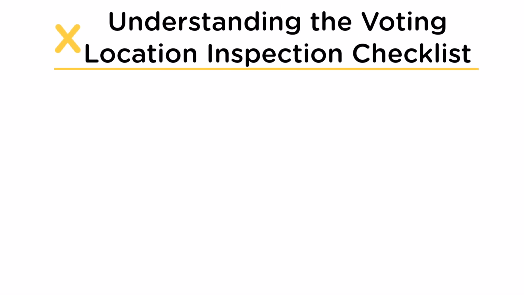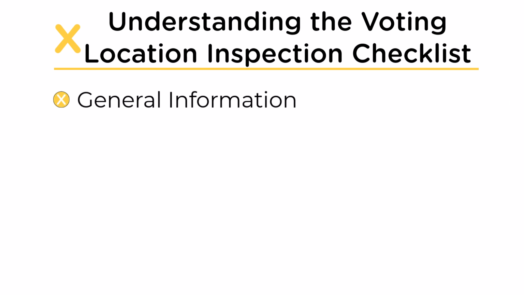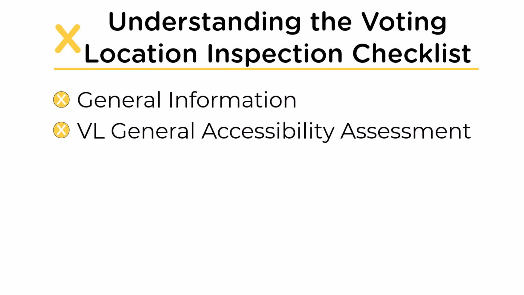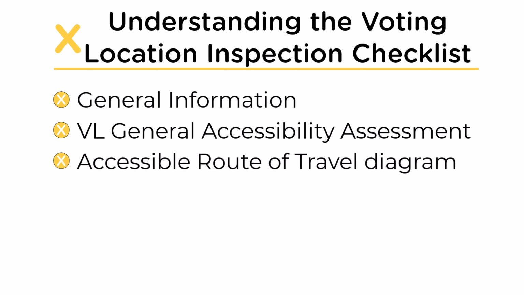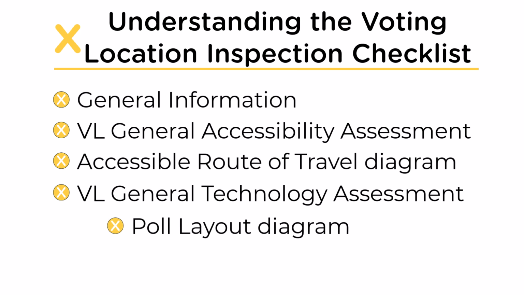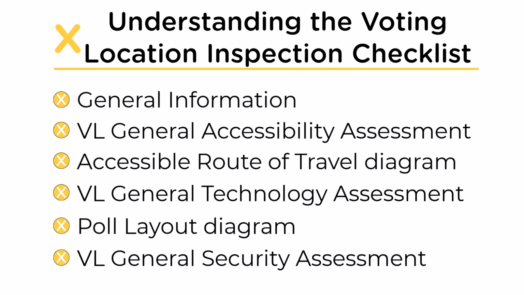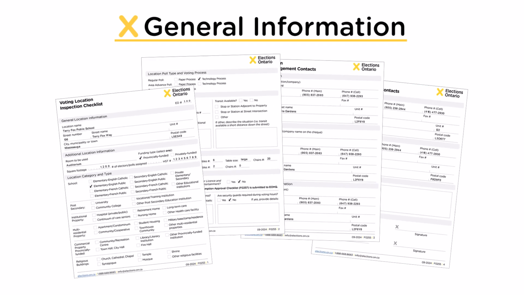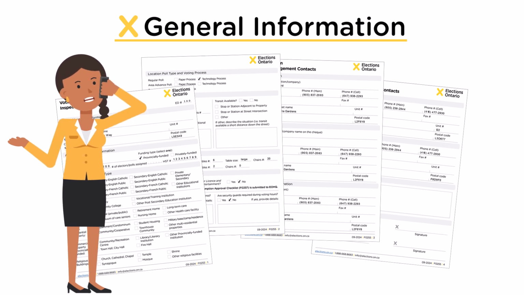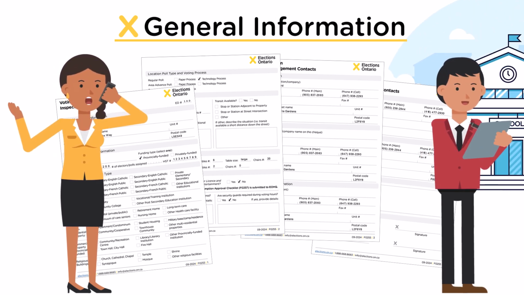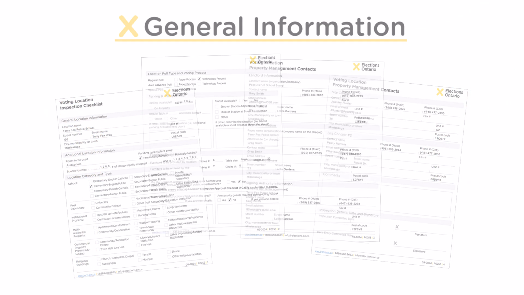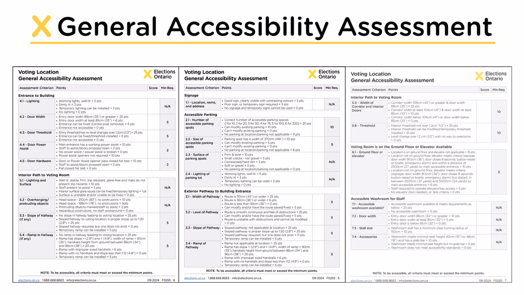The Voting Location Inspection Checklist contains 6 sections, to be completed by the RO, and or any designate staff, when conducting inspections. General information. VL General Accessibility Assessment. Accessible Route of Travel Diagram. VL General Technology Assessment. Poll Layout Diagram. VL General Security Assessment. The first 4 pages are used to record general location information. They can be completed either over the phone with the landlord by the returning officer, or, during the inspection by staff, where required.